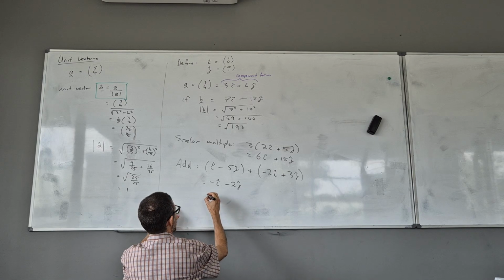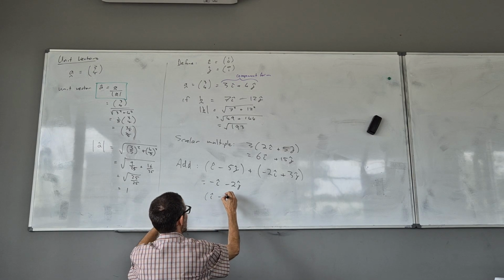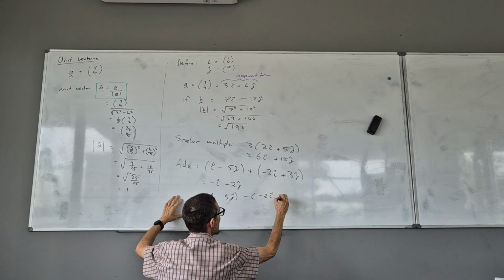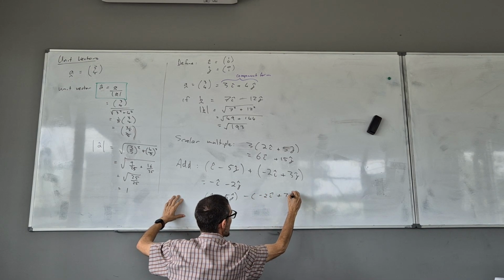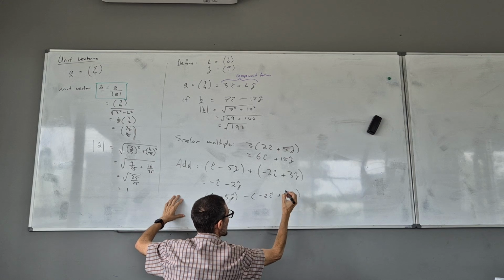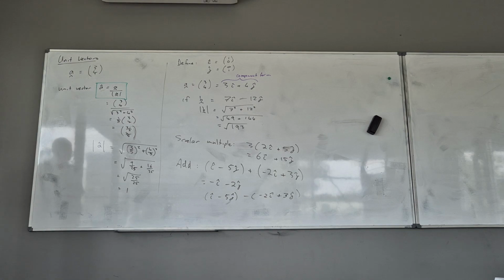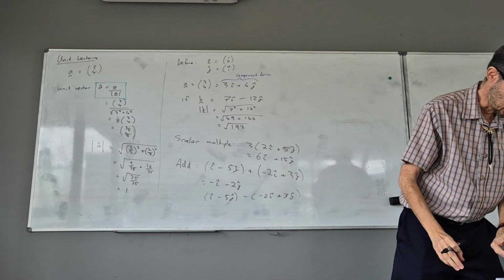You can subtract just as easily. Let's do the same 2 vectors. Minus negative 2i plus 3j. It's getting messy. Have a go. Off you go. Be careful with your negative signs.